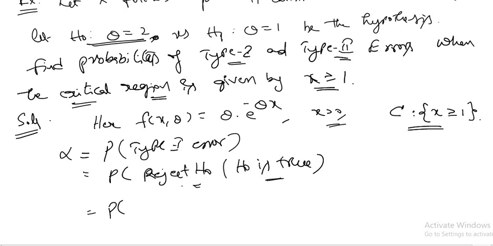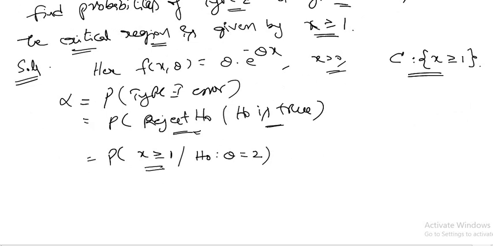Reject means x greater than or equals to 1. Given H naught is true, that means theta equals to 2 అనేది true అయినప్పుడు, x greater than or equals to 1 అని మనం probability find out చేయాలి. That implies probability of x greater than or equals to 1, that means 1 to infinite. When theta equals to 2, what is the probability function? 2 into e power minus 2x dx. That's all. అది నోటేషన్లో మనం రాసుకోవాల్సినది అది.